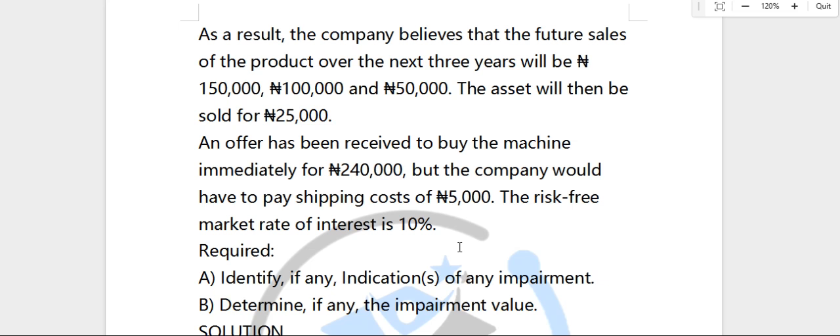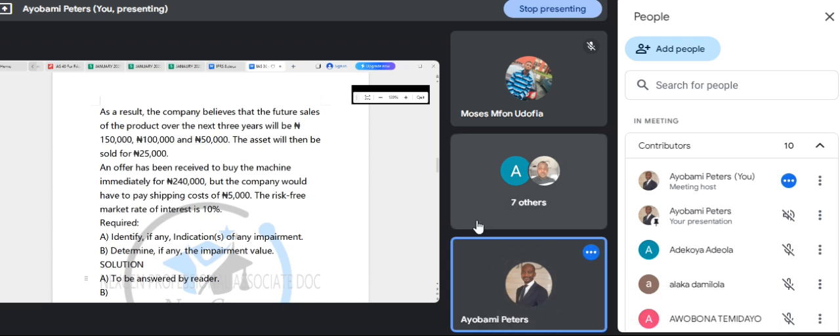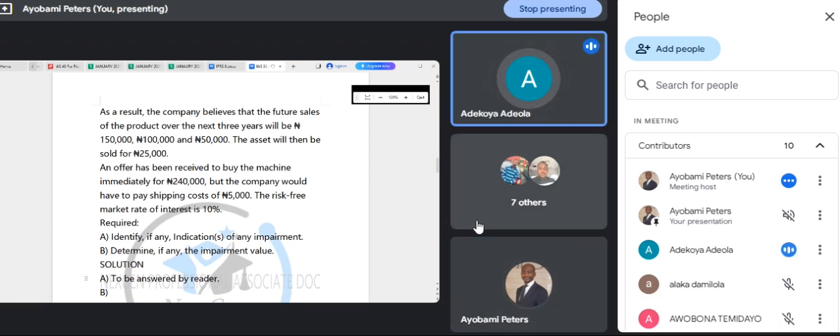Require. A, identify, if any, indications of any impairment. B, determine, if any, the impairment value. That is the impairment loss. They say determine, if any, the impairment value. That is if there is an impairment loss. And this is a 20 marks question. If you have 20 marks, you are only looking for 30 and you pass your FR and you are in professional. Is that not so? You are not answering me? Yes, sir. Thank you very much.